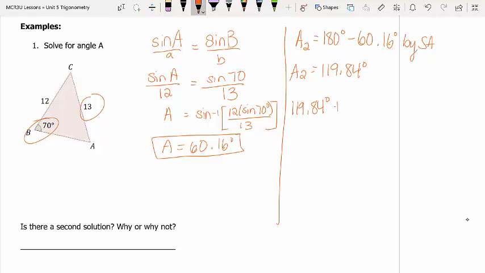So to check that, let's add up 119.84 degrees with the existing interior angle, so 70 degrees, and let's see if that's greater or less than 180. Right, so we end up getting a value greater than 180 degrees. Okay, we get 189.84. So because those two angle values together are already greater than what the sum of all three are supposed to be, we're going to say that A2 is not a possibility. So this triangle only has one value for angle A. So therefore, angle A is equal to 60.16 degrees. So you would just say, no, there is not a second solution, because when you take the possible obtuse angle and add it to 70 degrees, you get a value greater than 180 degrees.